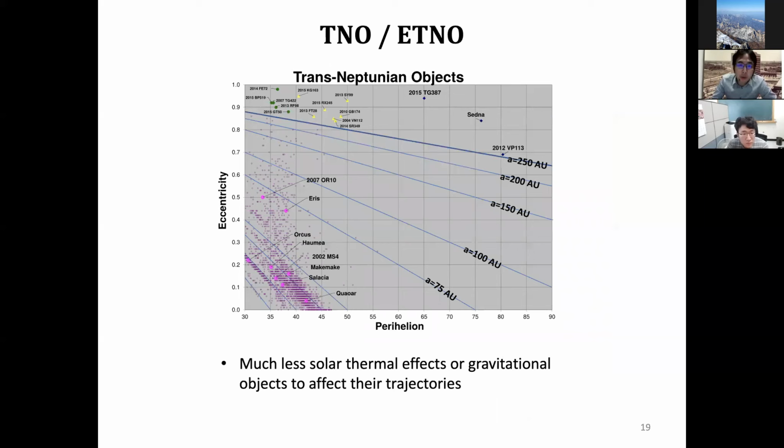And something called TNO is the trans-Neptunian objects, meaning things further away from Neptune. These are very, very far away. Not as far as a star, but in terms of the solar system, they are almost outside of the usual solar system. So there's a lot of these, and they are subject to less thermal or gravitational effects from the sun or other objects. So these are also very interesting.